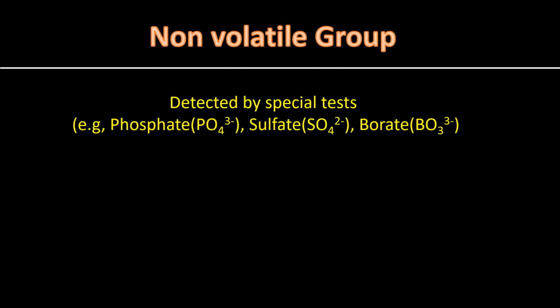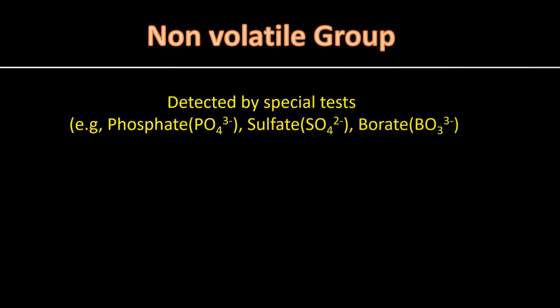Now coming to the non-volatile group. Non-volatile group means which do not produce gas with the acids. That means no volatile products. They are detected by special tests. And under this category, we will discuss phosphate, sulfate, and borate.